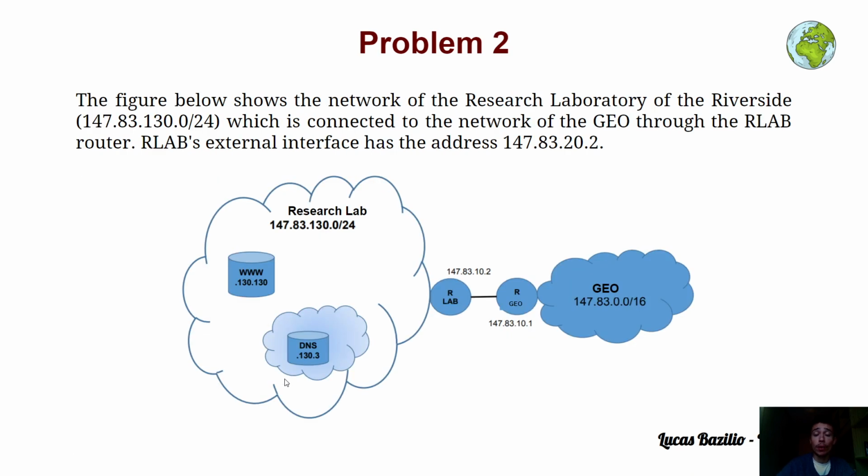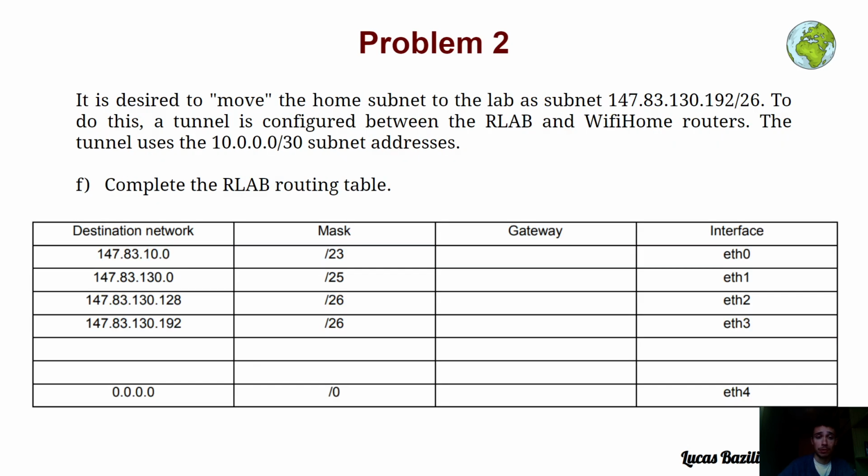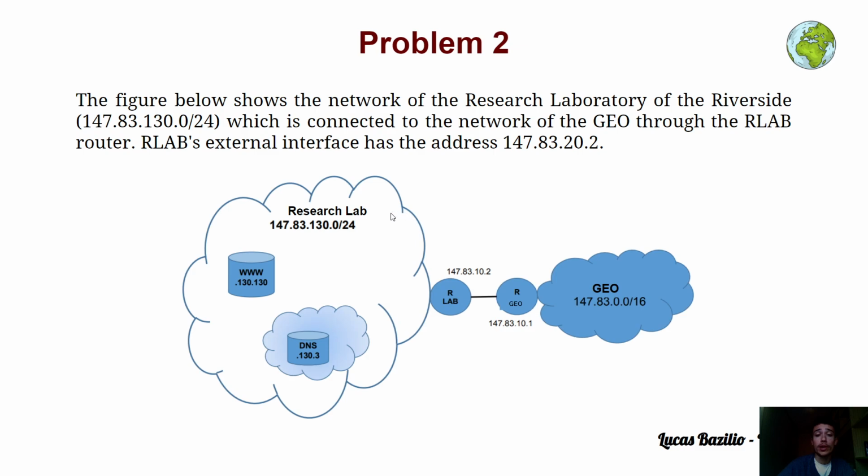Well, the home subnet that we already saw initially in this problem, more precisely, we want to move this home subnet to the laboratory subnet, with this IP address. Then of course, we are going to have a subnet inside this research laboratory network, and so this subnet is going to be connected to this router, the router lab.